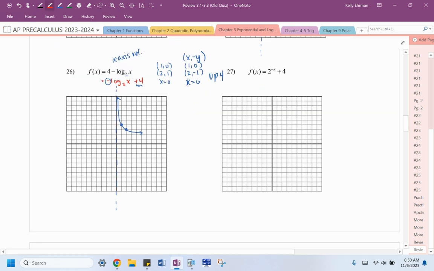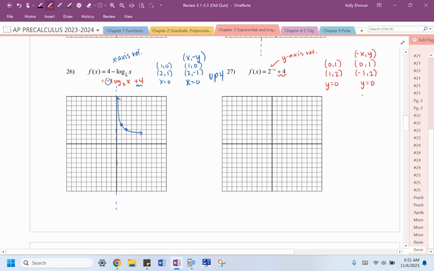All right, and then here we have 2 to the negative x plus 4. So this is exponential. So first of all, the nice points are 0, 1, and 1, 2, and y equals 0. This negative x is a y-axis reflection, but that means you're going to do negative x, y. So 0, 1 would still be 0, 1. 1, 2 becomes negative 1, 2. Y equals 0 remains the same.